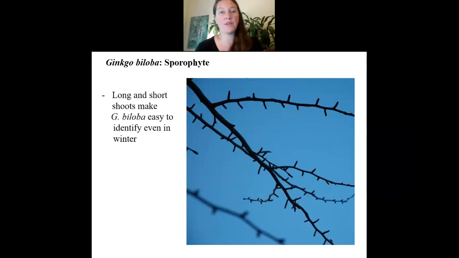Because ginkgo has long shoots and short shoots, say that 10 times fast, it makes it really easy to identify ginkgo in the summer or in the winter time. So when the leaves fall off and the tree doesn't have leaves anymore, you can still tell it's a ginkgo tree because it has this really kind of peg-like look on the branches, right? So it's very noticeable.